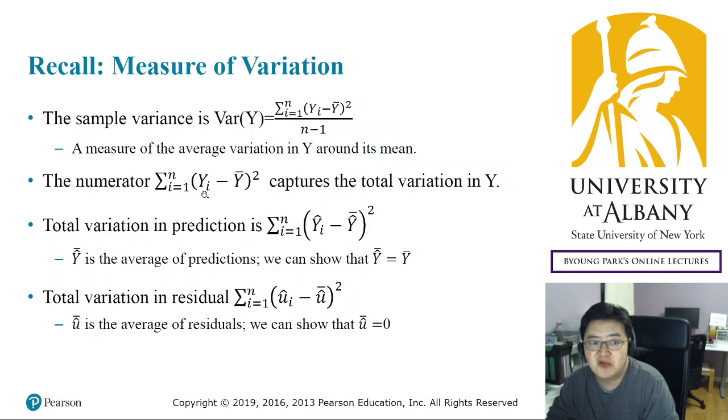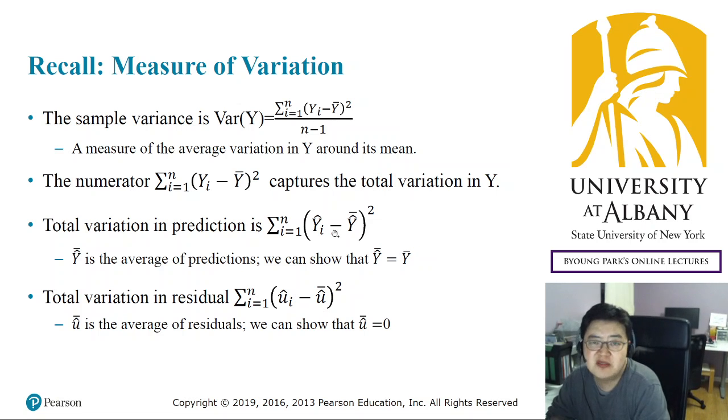Instead of using the realization of test scores, you can use predicted test scores from the regression model. From the regression model, you predict y, and using those predictions, you can calculate their variation. But in this case, a special simplifying algebra is that the sample mean of the predictions equals just the original mean. So the average is the same.